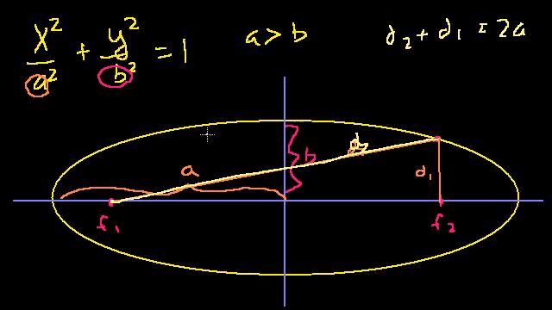So let me make that point clear. And I'm actually going to prove to you that this constant distance is actually 2a, where this a is the same as that a right there. So just to make sure you understand what I'm saying, let me take another arbitrary point on this ellipse. Let's take it right there.